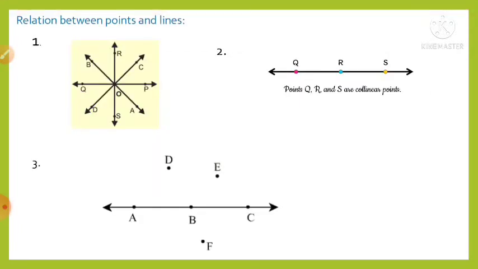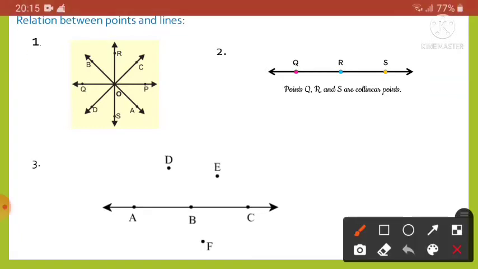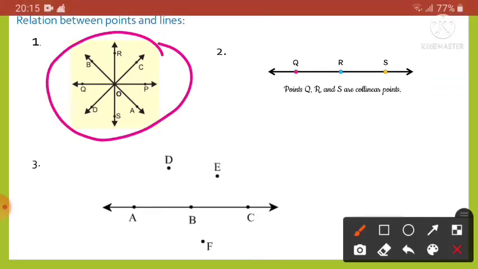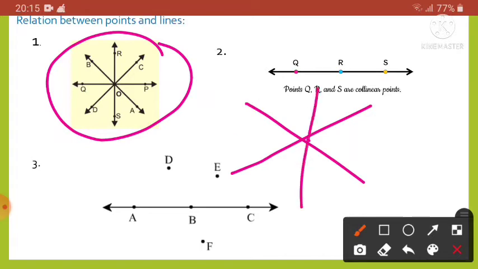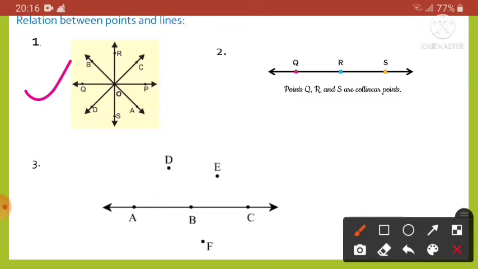Next, that is the relation between points and lines. Number one: you can see in the first figure that innumerable lines can be drawn through a point. So if you have a point, you can draw an infinite number of lines. In this figure, lines AB, CD, RS, PQ pass through the same point, that is O, so they are concurrent lines.